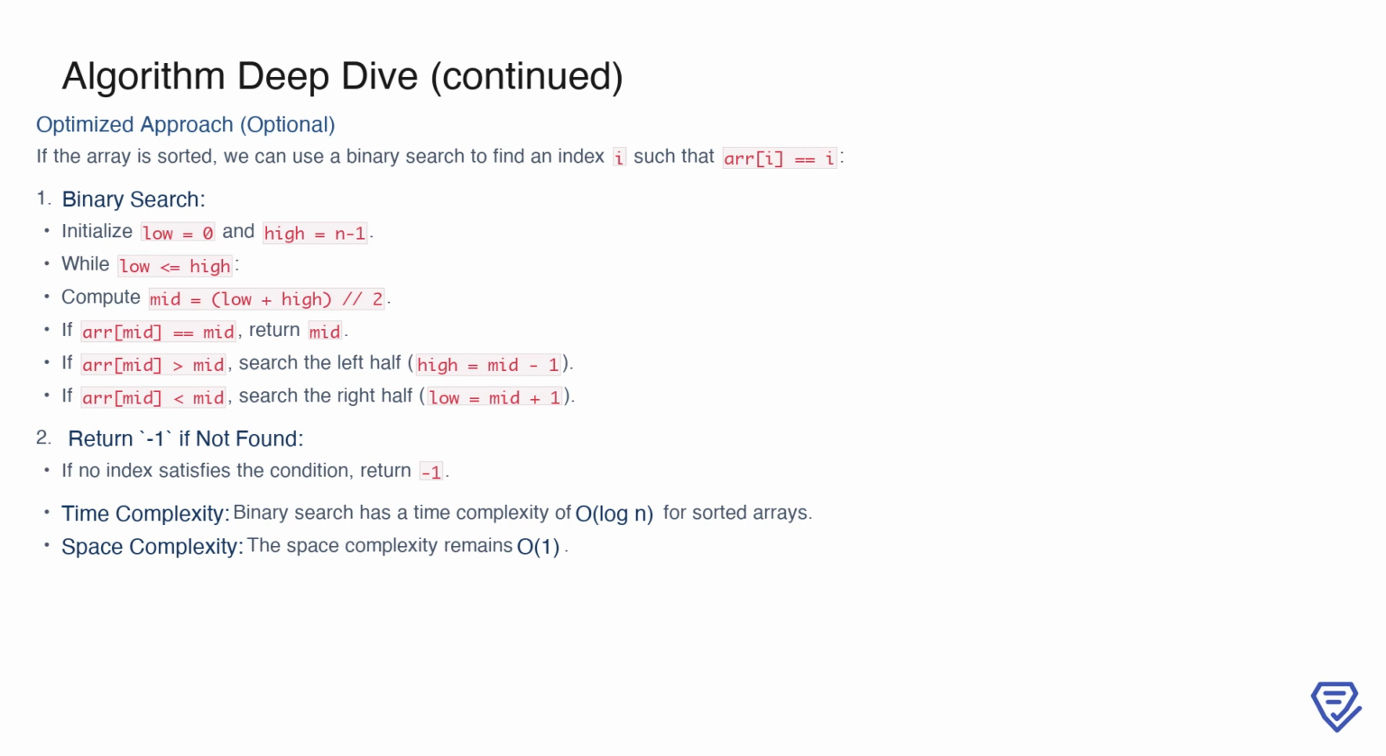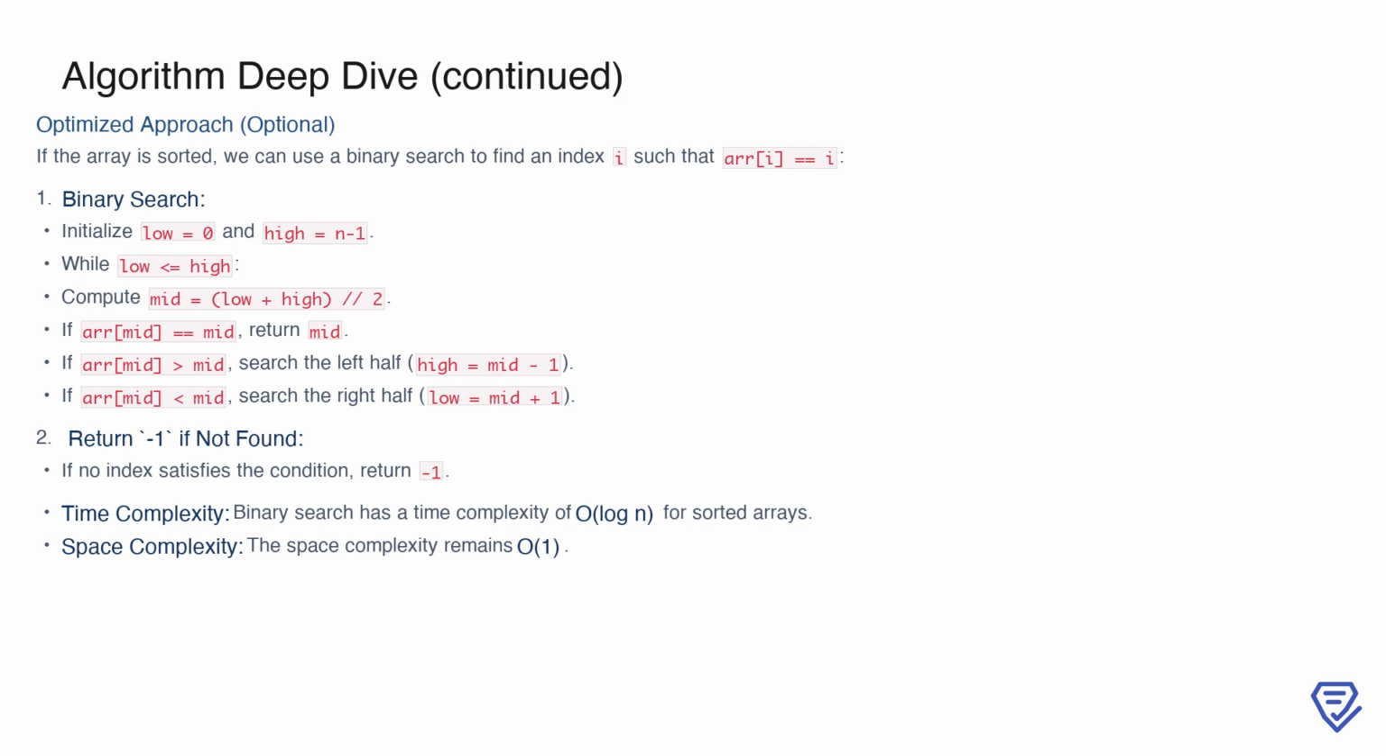At each step, we compare ARR[mid] with mid. If ARR[mid] equals mid, we return mid since it is a fixed point. If ARR[mid] is less than mid, it means any potential fixed point must lie in the left half of the array, so we update high to mid - 1. Conversely, if ARR[mid] is greater than mid, we search the right half by setting low to mid + 1. This binary search approach significantly reduces the search space, making the time complexity O(log n). The space complexity remains O(1) since no additional memory is used.